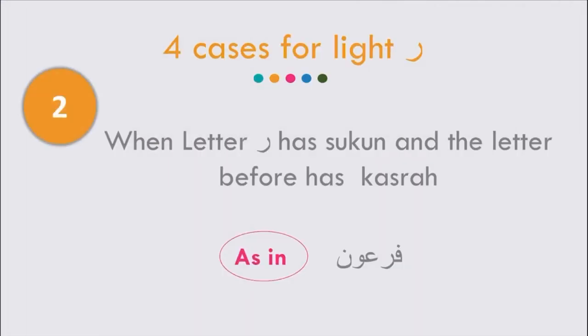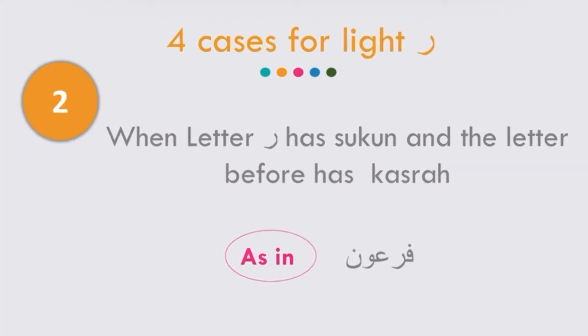The second case of the Ra when it is light is when we have Ra sukoon preceded by kasra. So in this case, Ra here has a sukoon and is preceded by kasra. So in this case, it will be light as well. So we will read it as fir'aun, not fir. When you trap the sound in, elevate the back of the tongue. In this case, you make the Ra here heavy, and Ra in this case is light.